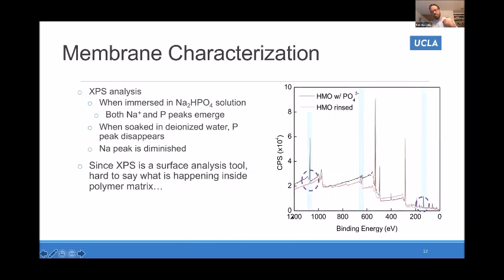Nevertheless, when we then rinsed the membrane again, we saw the disappearance of the sodium and the phosphorus peaks. That's important because when you make these facilitated transport membranes, it's critical to be able to release the phosphorus at the end because you have to recover it. So we did see that the sodium peak was diminished, but the phosphorus completely disappears. That was some confirmation that our idea may work. But it is important to note that XPS is a real surface analysis method, so it doesn't really tell us anything about what's going on inside the membrane itself.